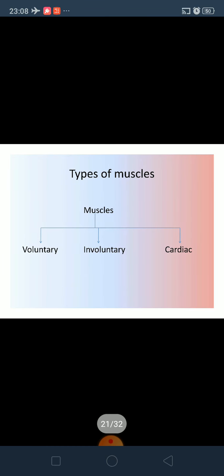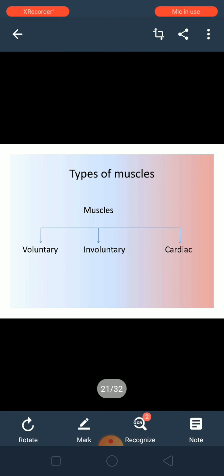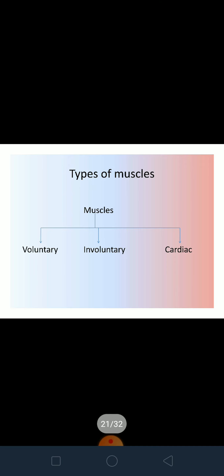Muscles are of three different types: voluntary, involuntary and cardiac. The muscles which are under our control are called voluntary muscles. Muscles of our hands and legs, which we move on our own, the muscles which help us to lift things, to walk, to run, to sit, stand.